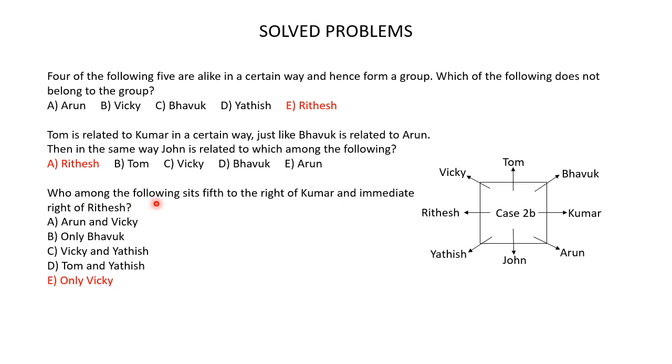Who among the following sits fifth to the right of Kumar and immediate right of Ritesh? We are given 5 options here and you have to find out which of these options is the correct one. So you are asked to find out who sits fifth to the right of Kumar and immediate right of Ritesh. So Kumar is here and fifth to the right of Kumar will be 1, 2, 3, 4, 5. Vicky. Fifth to the right of Kumar is Vicky and Vicky is also to the immediate right of Ritesh. So the correct answer is option E, only Vicky.